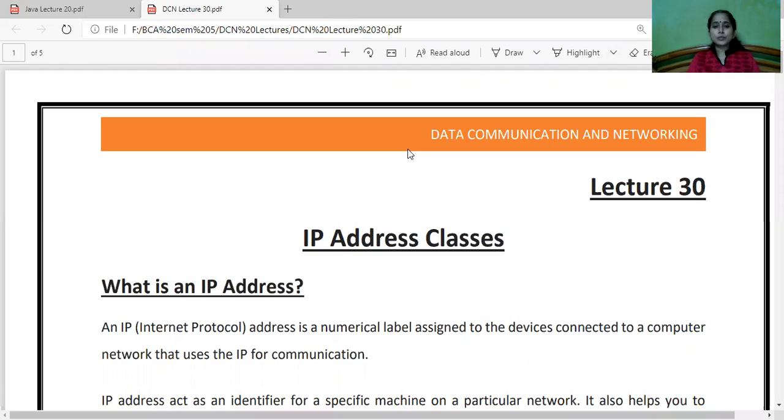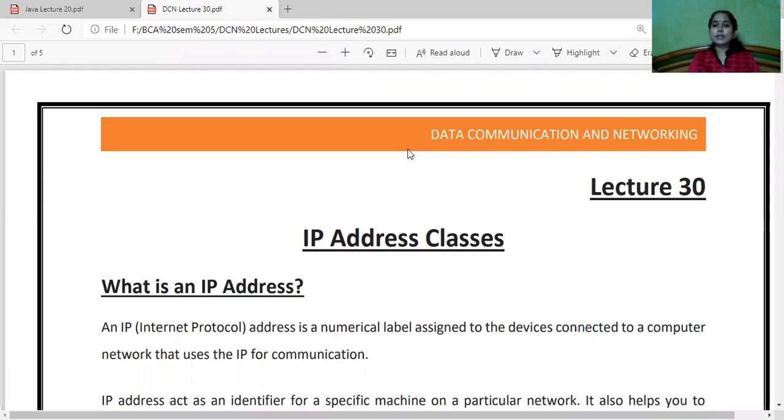Good morning, students. Today we are going to talk about a very important topic of communication and networking, that is IP address classes. In the last few sessions, we have been talking about the transport layer and the network layer and the two most important protocols that go hand in hand together, that is the TCP protocol and the IP protocol.